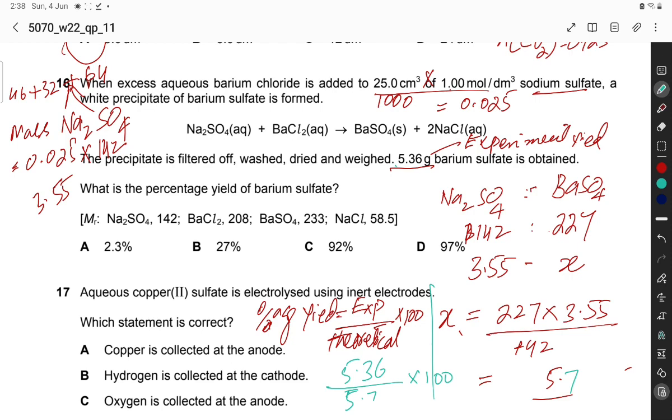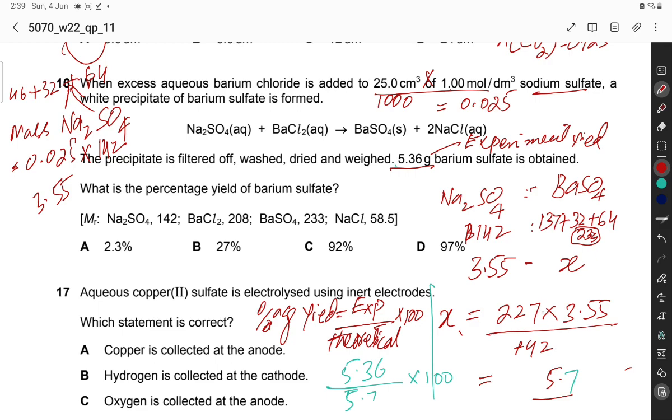So let's check the mass of barium. Mass of barium is 137. This is 137, 137 plus 32 plus 64. So this is equal to 137 plus 32 plus 64 is equal to 233. This mass is equal to 233.